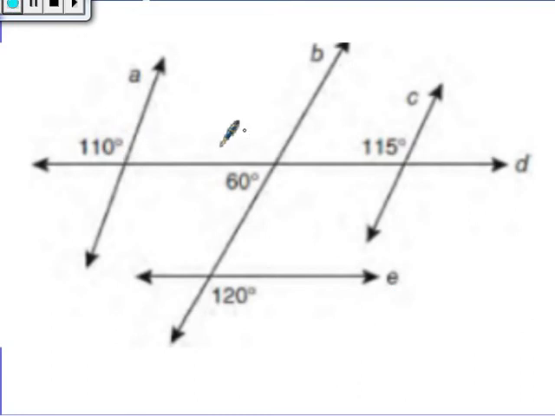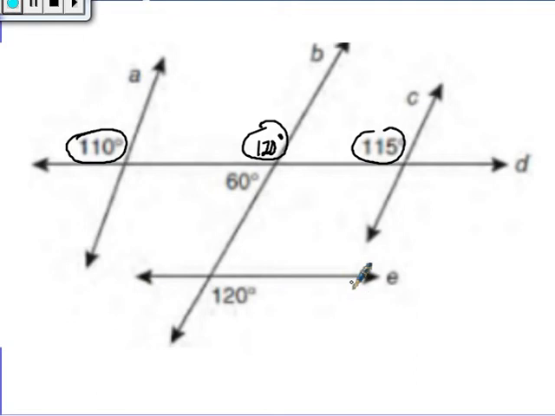This is 110. This is 60 here, so that makes this 120. Would these be parallel? No. Because in order to be parallel, corresponding angles have to be congruent, or alternate interior, alternate exterior have to be congruent, or same side interior, same side exterior have to be supplementary. So look, 110, 120, and 115. None of these are congruent because those corresponding angles, none of them line up.